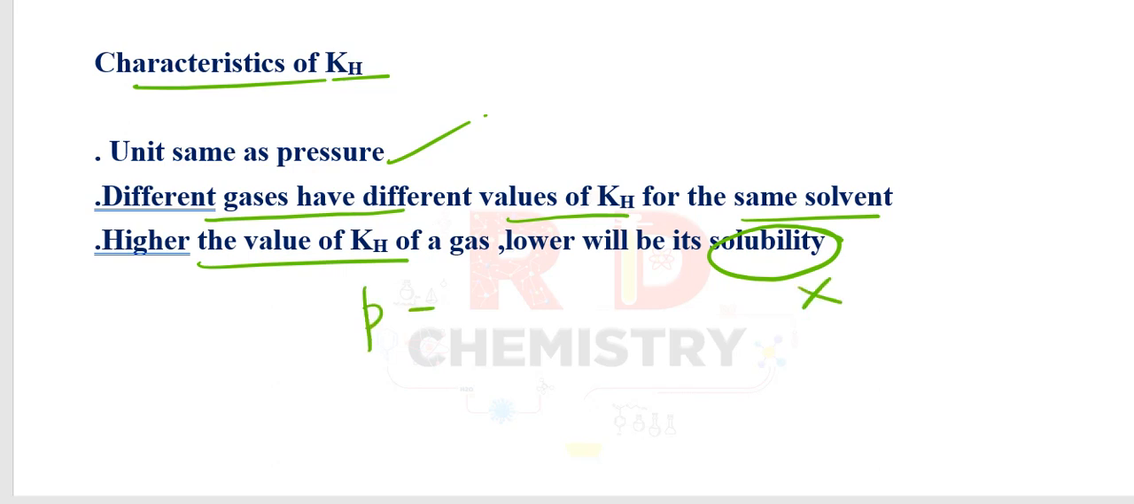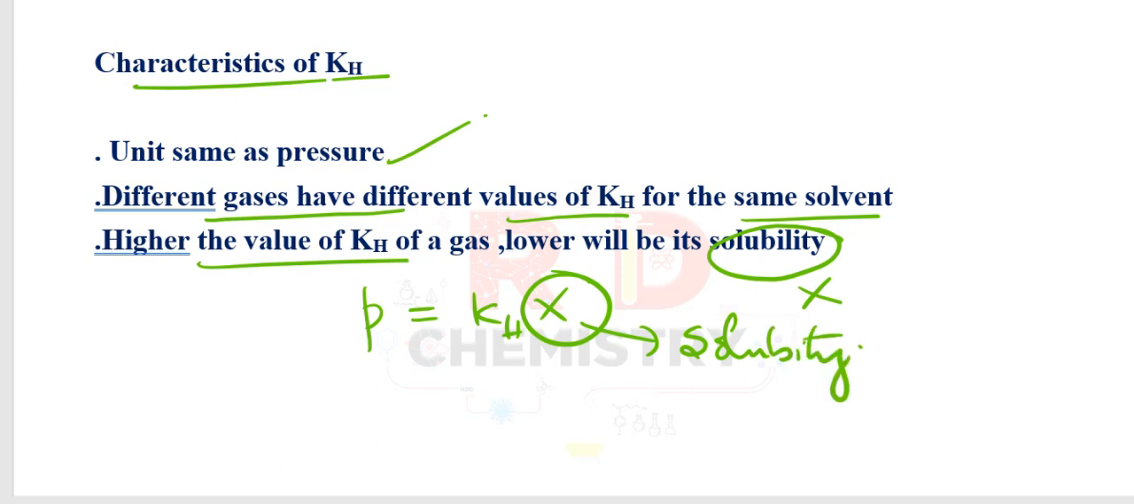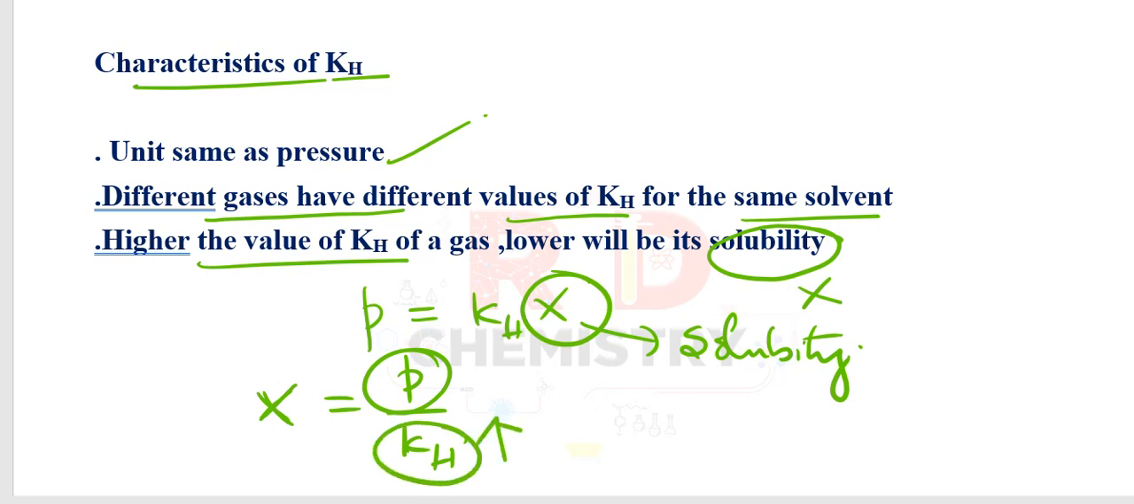Suppose I have P is equal to Kh into X. X is the mole fraction of the gas. It is also nothing but the solubility, how much is dissolved, what is the mole fraction of the gas. So therefore, X is equal to pressure divided by Kh, keeping the pressure constant. If the Kh value changes, X also changes. As the Kh value increases, the mole fraction of the gas decreases. Remember, as the Kh value increases, the solubility, the mole fraction of the gas in the liquid, decreases. Okay, fine.